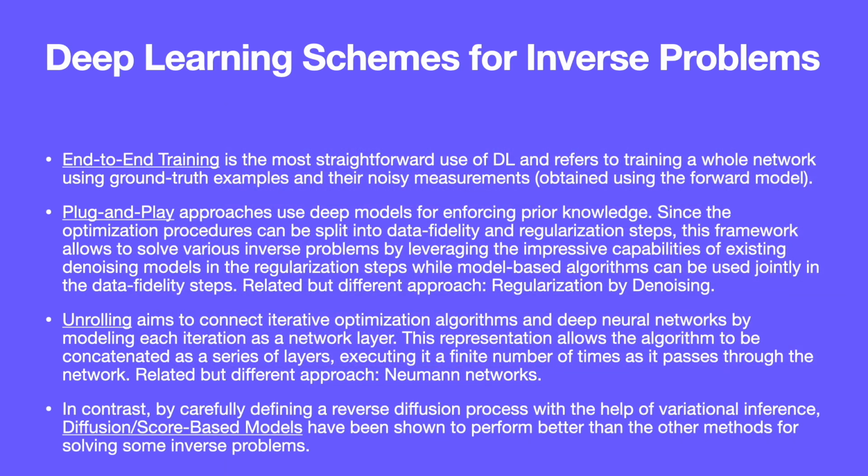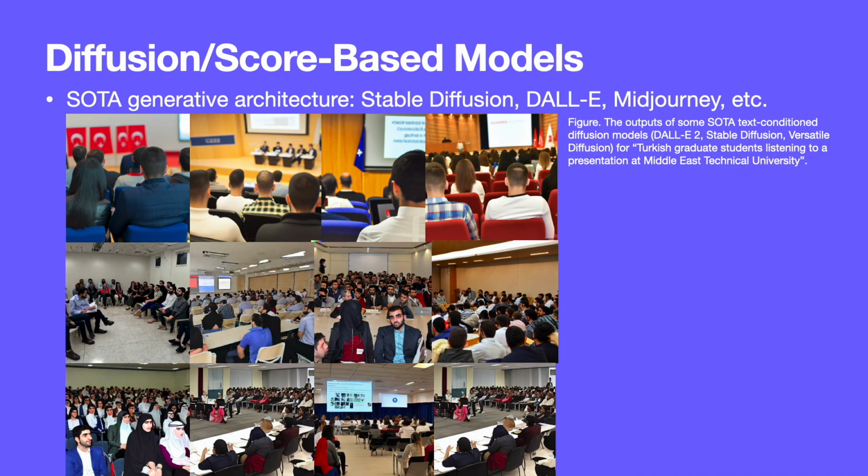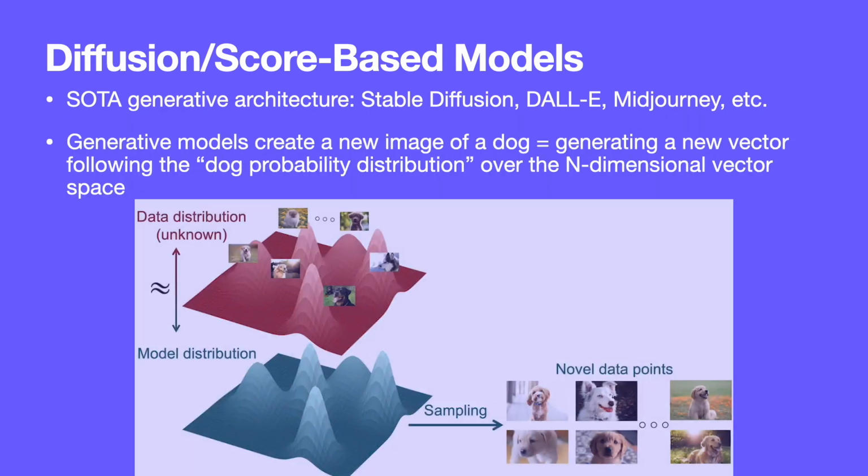So, in contrast to these approaches, by carefully defining a reverse diffusion process with variational inference techniques, diffusion or score-based models have been shown to perform better than other methods for solving inverse problems. And as you all know, the generative AI boom is happening right now, and diffusion models are the state-of-the-art generative models for image creation. And they do this by learning a natural image probability distribution and then sampling from it.